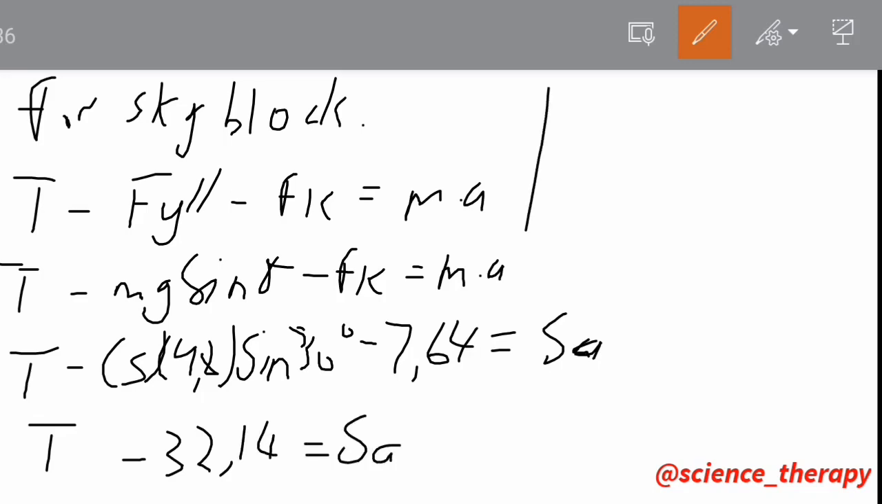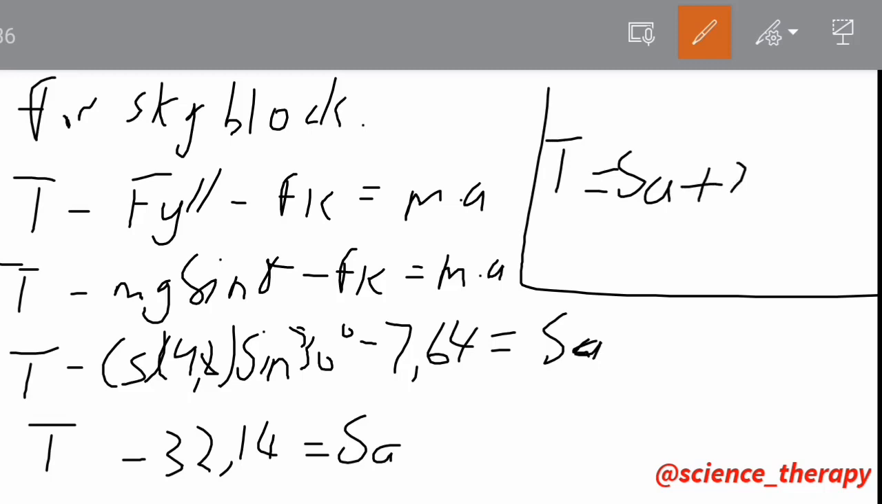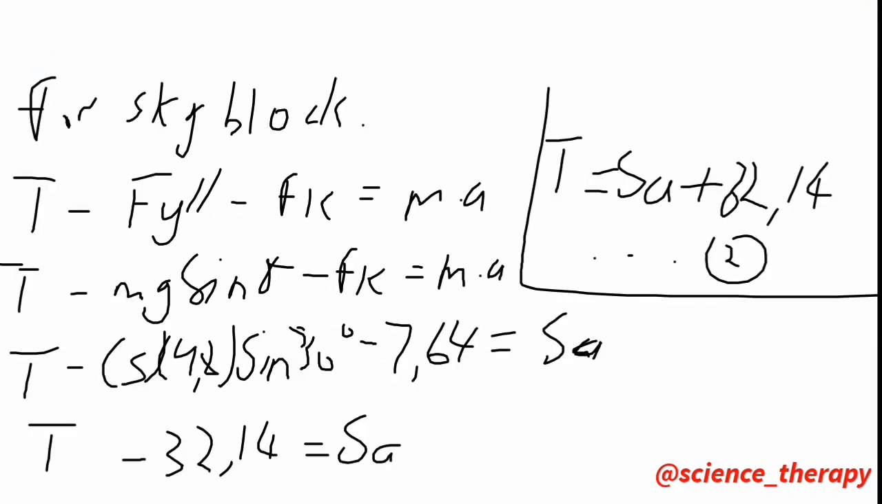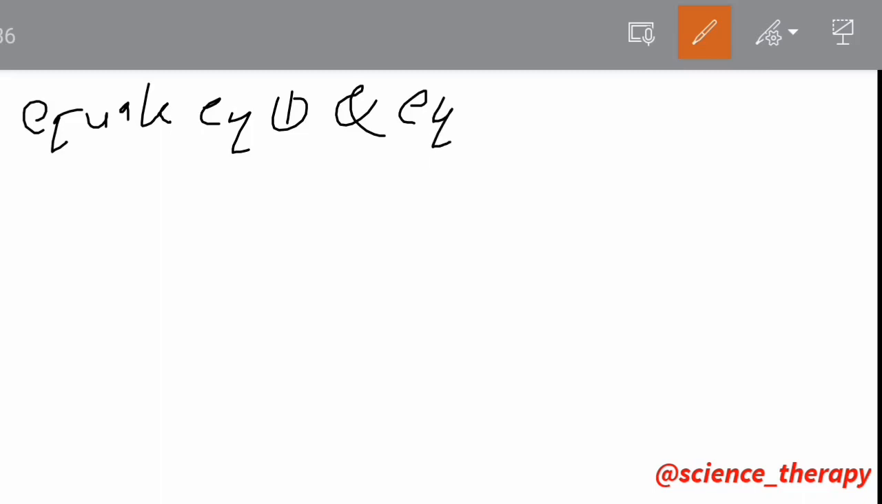Now again, if we make T the subject of the formula here, we have T is equal to 5a plus 32.14, and this could be our equation 2. Now we know at this point we have to equate the two equations. So we take equation 1 and equate it to equation 2. So now let's do that. Now we have to equate equation 1 and equation 2.